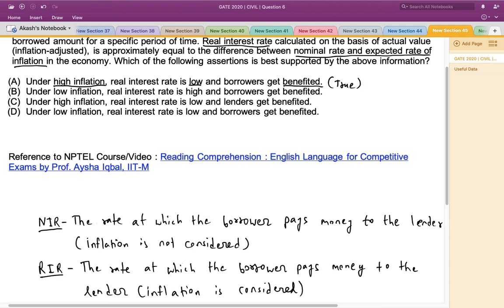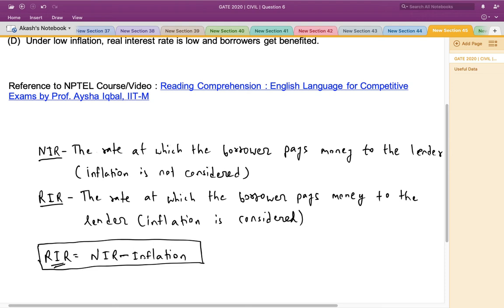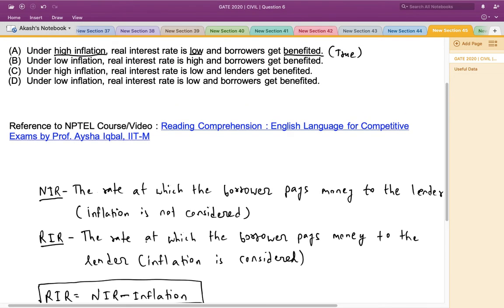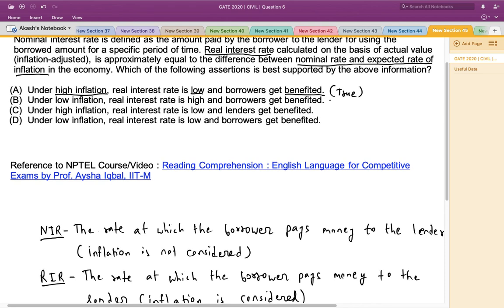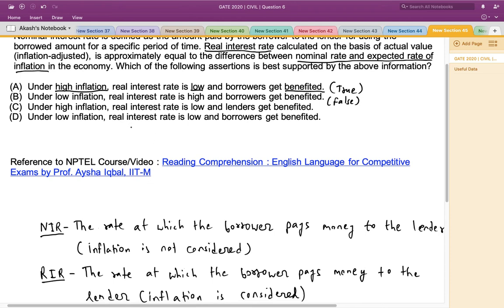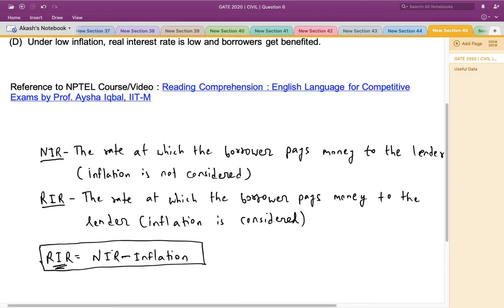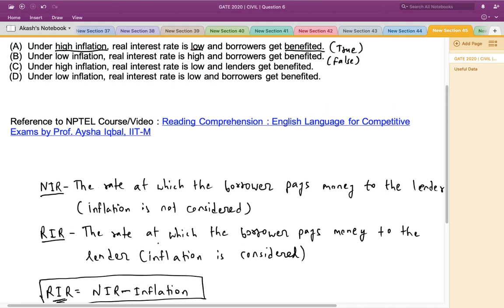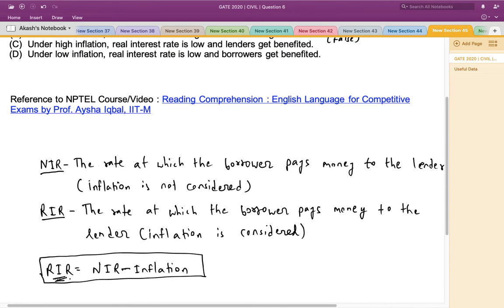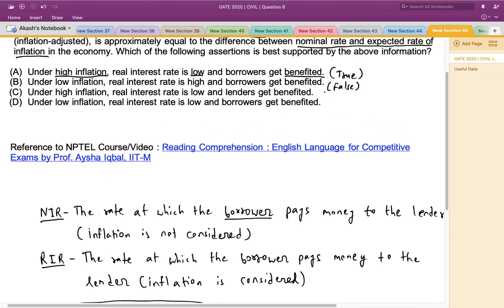The second option says that under low inflation, real interest rate is high and the borrowers get benefited. If I look at my formula, I can say that under low inflation, the real interest rate would be high. But since the real interest rate would be high, the lenders would be benefited. So option B is false. Now let's look at option C. Under high inflation, real interest rate is low and the lenders get benefited. If I look at my formula, I can see that under high inflation, the real interest rate would be low. And since the real interest rate is low, the borrowers are the ones who will be benefited. So option C is also false.